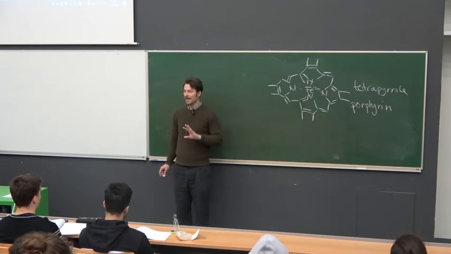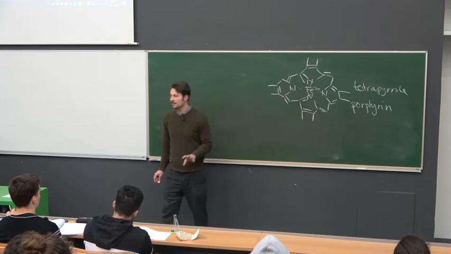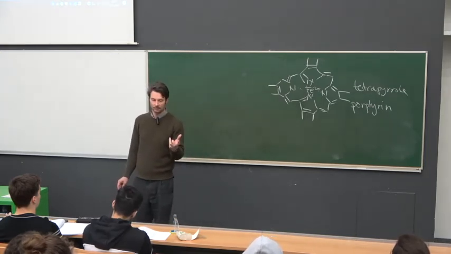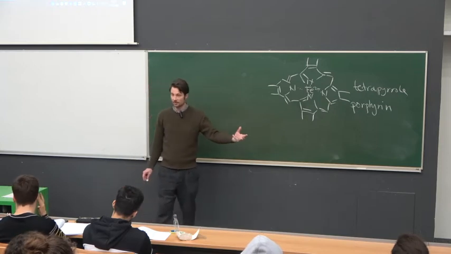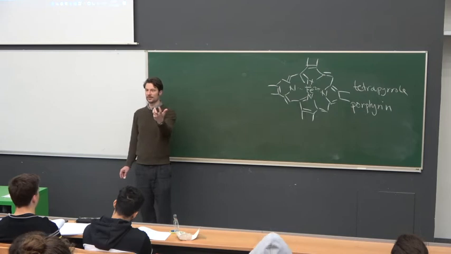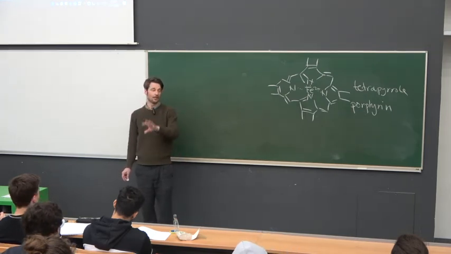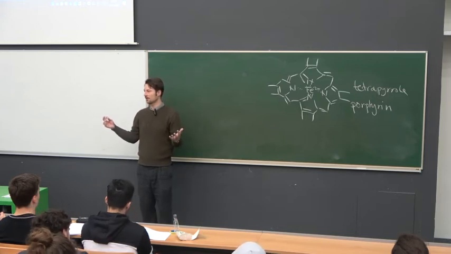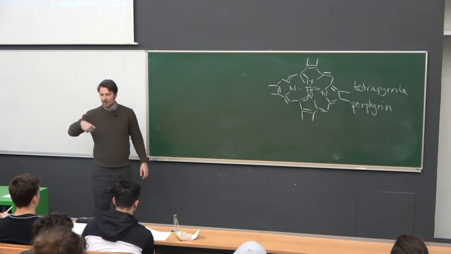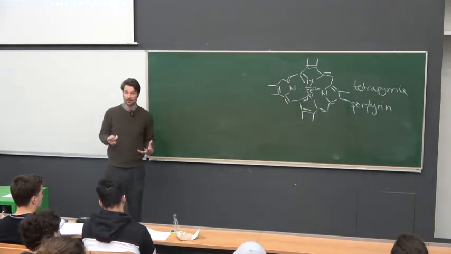All right, how do we make it? How do we synthesize it? The synthesis of heme starts in the mitochondrion, then it goes out into the cytoplasm, and in the end it comes back to the mitochondrion. So it's a weird synthesis which starts and ends in the mitochondrion, but the majority actually occurs in the cytoplasm. The basic building blocks for making heme are relatively simple.